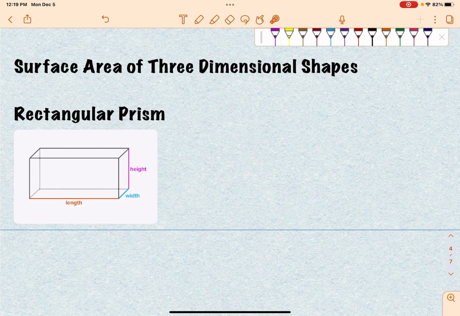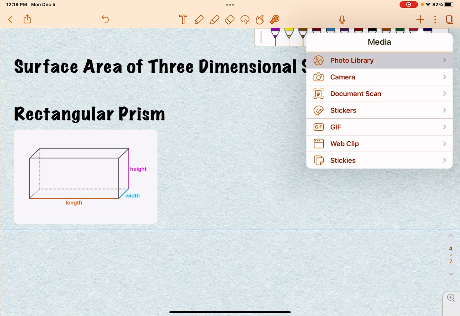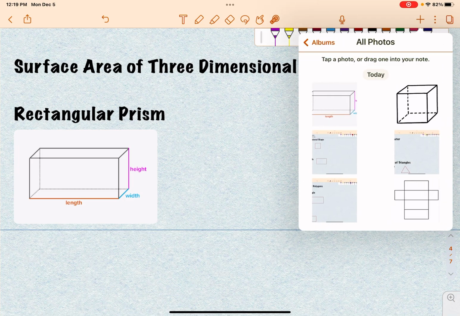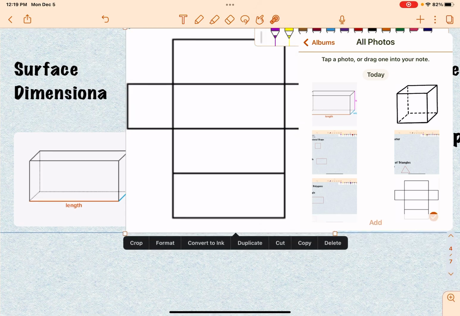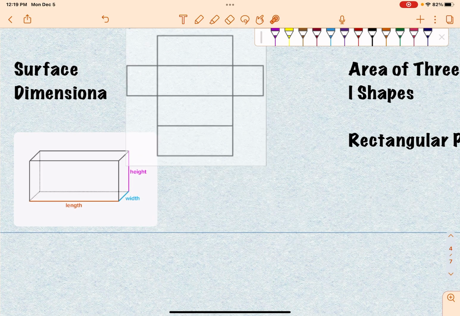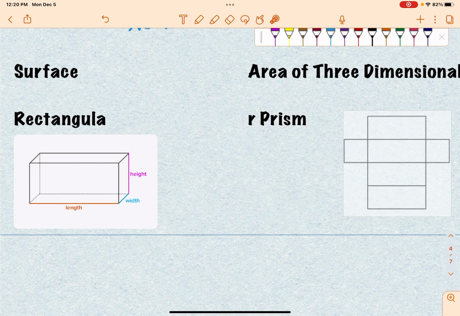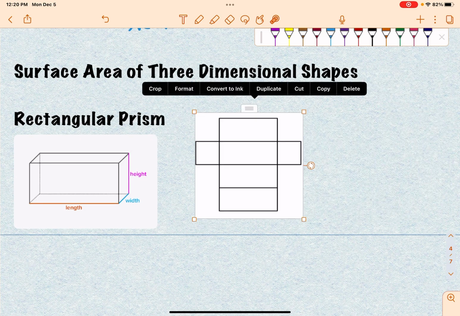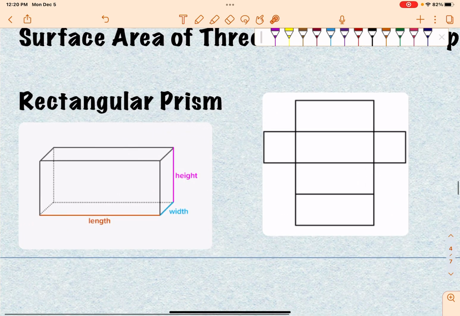And so a lot of people actually will take the shape apart and kind of make it like a net. So hang on. They might have something that looks like this. So from that picture, this might be the length. This would be the width. And this part would be the height. And there's really a formula that we use to be able to do that.